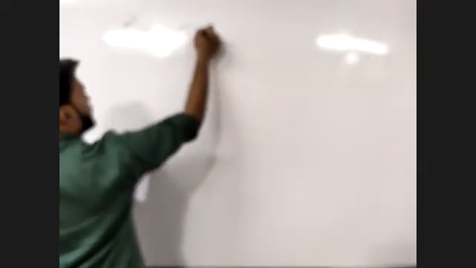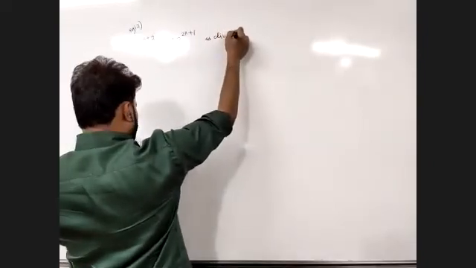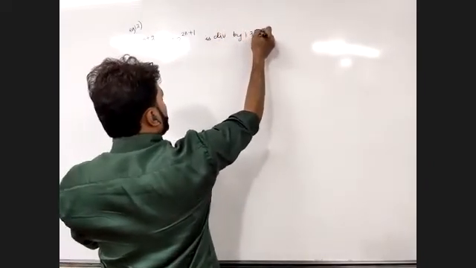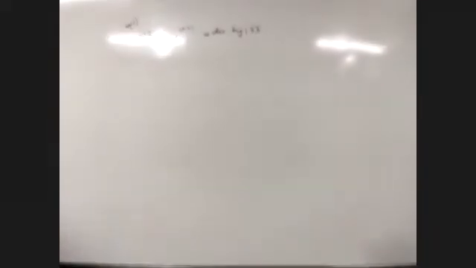Now, example 12: prove that 11 raised to the power (n plus 2) plus 12 raised to the power (2n plus 1) is divisible by 133. So we need to show that this is divisible by 133.